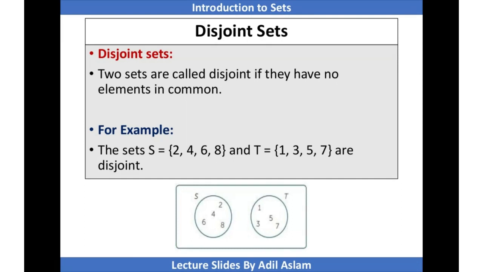So for instance, if we said our universal set is a set of natural numbers from 0 to 10. Look at set S: 2, 4, 6, 8. Set T: 1, 3, 5, 7. From 0 to 10, which numbers are missing? We are missing 0, we are missing 9, and we are missing 10. So this space outside these two circles can represent 9, 0, and 10. That's what I'm trying to say.